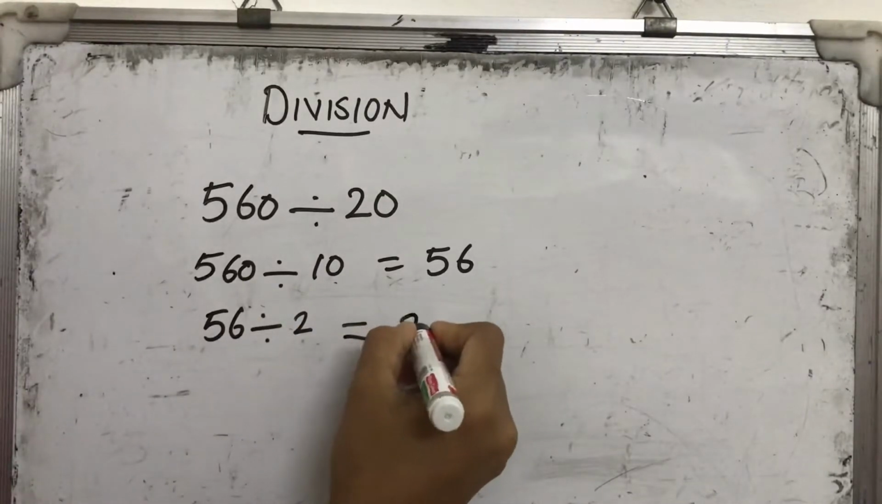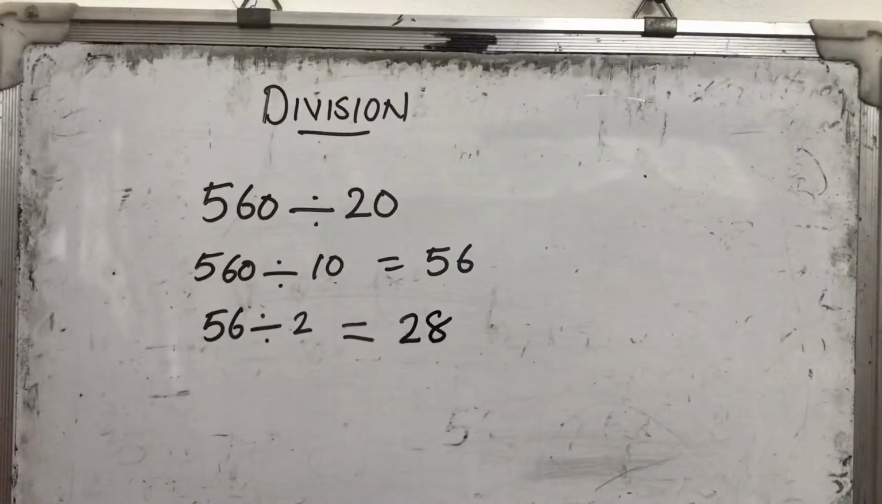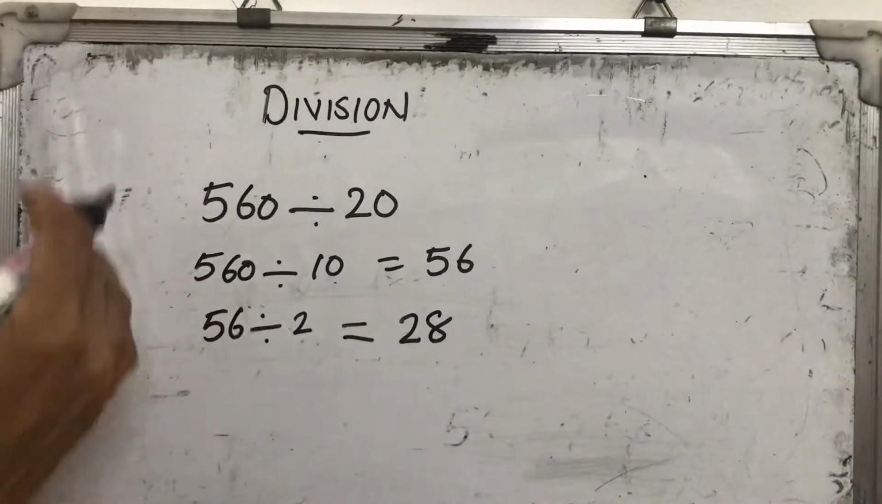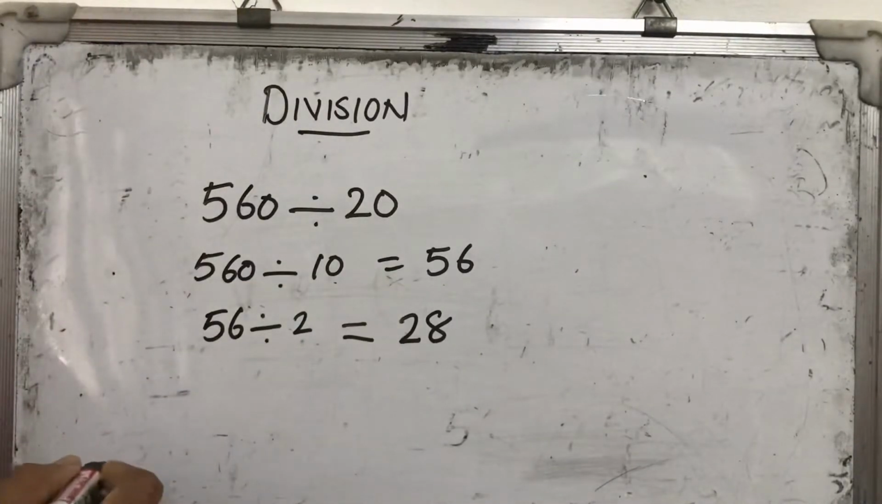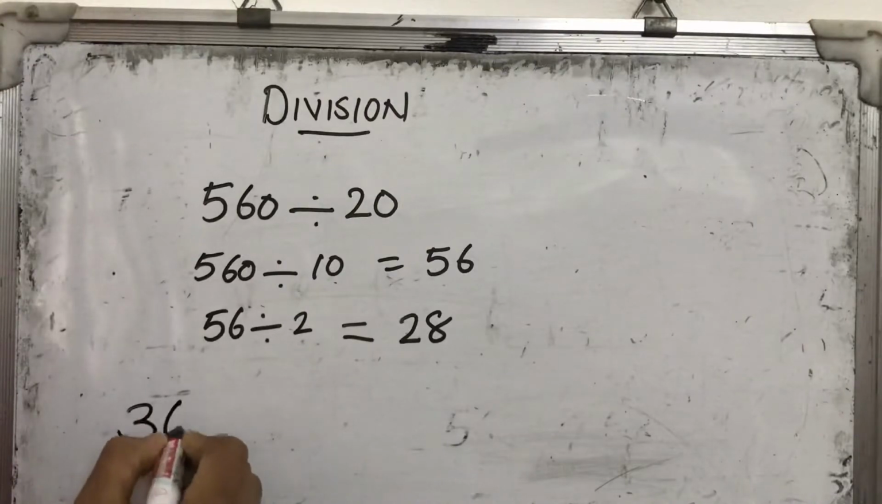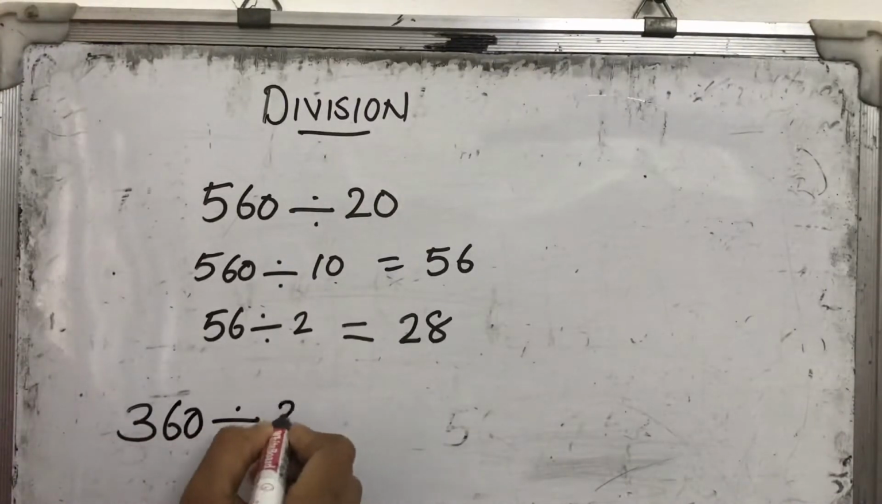Then you will get 28. Okay. So 560 divided by 20 is equal to 28. Just like another question, if we are dividing by 30, what will happen? One number, suppose 360, we are dividing by 30.